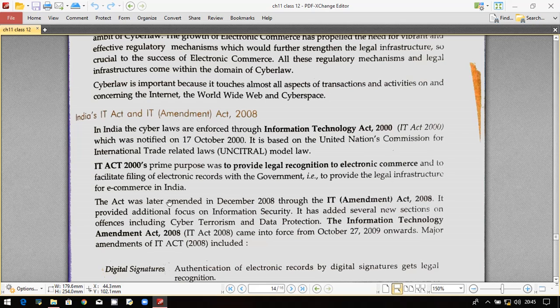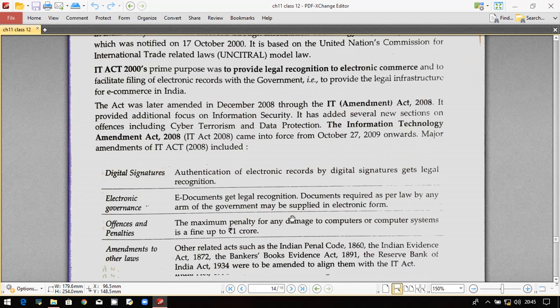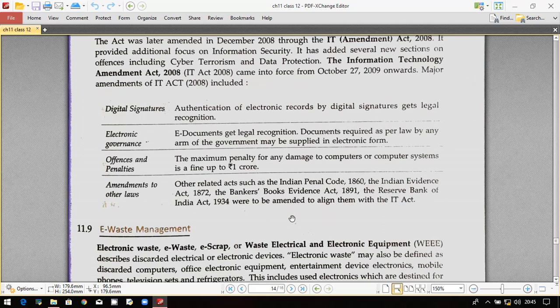Okay, so the act was later amended in December 2008 through the IT Amendment Act 2008. It provided additional focus on information security. It has added several new sections on cyber terrorism and data protection. Okay, so now let's see what are the major amendments in this act after 2008.